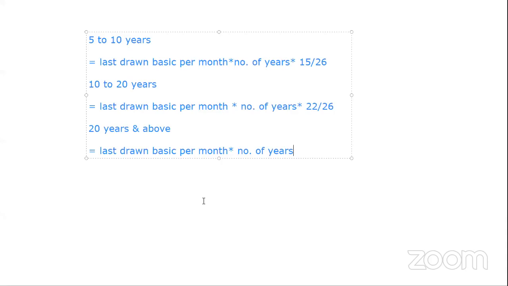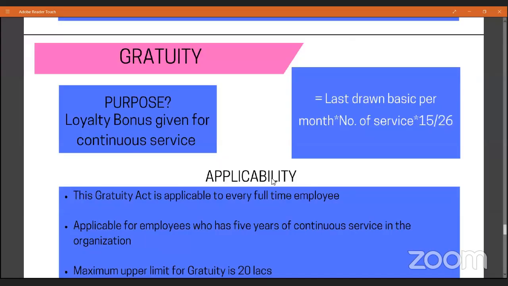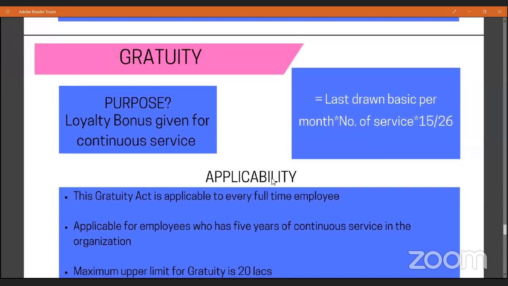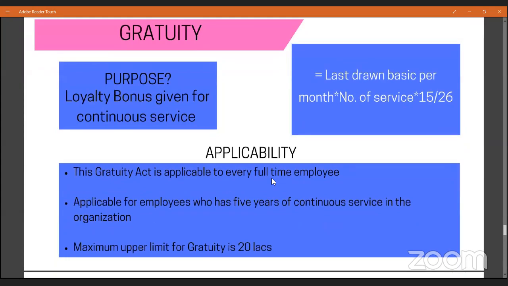So you can ask me then, why did you show all this, sir? Maybe you can directly say, right? So I just showed you to have a kind of transition. But as I told you, forget all these formulas. The only formula that you want to have is one single thing. And the second thing is gratuity is applicable to every full-time employee, right?